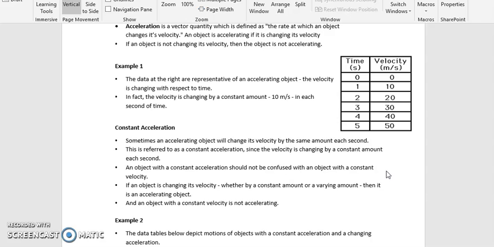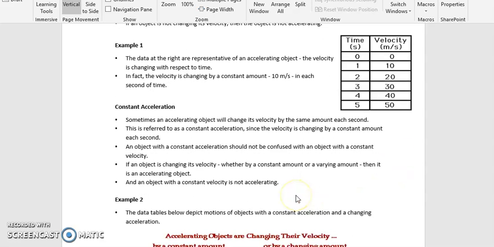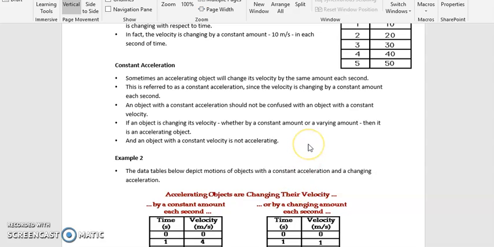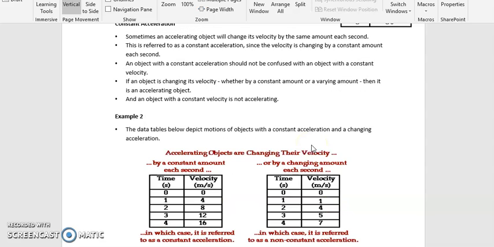So I know that's a little bit confusing. We really have to wrap our heads around that idea that a constant velocity is different than a constant acceleration, okay? So we could also have a changing acceleration. So that would mean that the object is accelerating at different amounts per unit of time. So let's take a look down here.